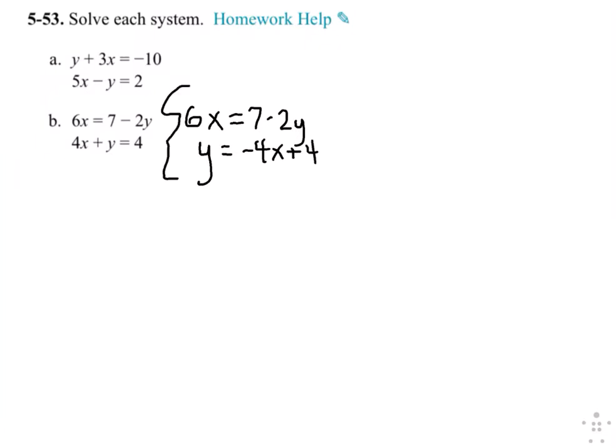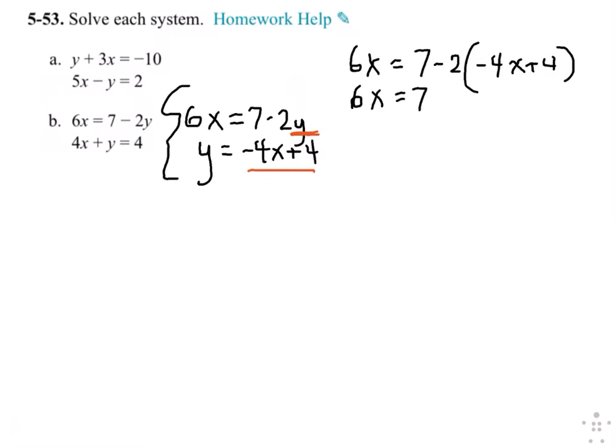Okay, so now we'll take the negative 4x plus 4 and we'll put that in for y. We'll substitute that in. So we get 6x equals 7 minus 2 times y, which is negative 4x plus 4. So 6x equals 7. Distribute the negative 2. Negative 2 times negative 4x is plus 8x, sorry. Negative 2 times 4 is minus 8. Okay. So 6x equals 7 and negative 8 is negative 1.